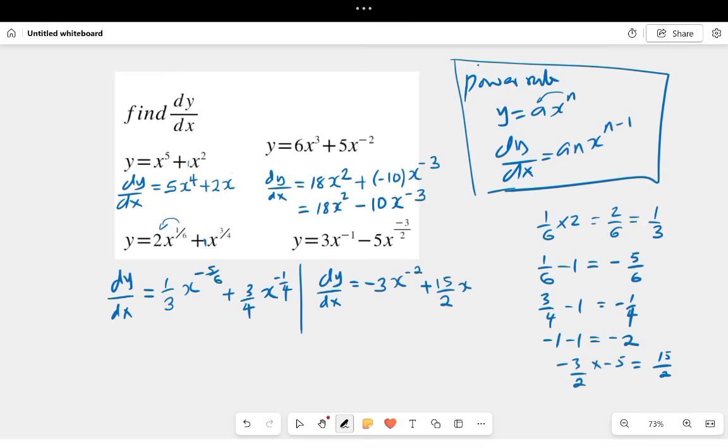And now for the power, we have to subtract 1. So again, negative 3 over 2 minus 1. Negative 3 over 2 minus 1, actually we're going to get negative 5 over 2. So raised to the power negative 5 over 2.